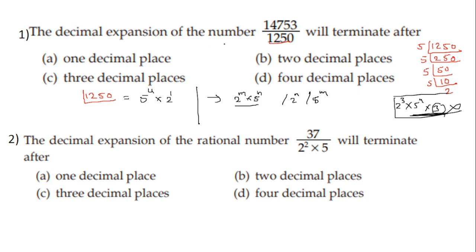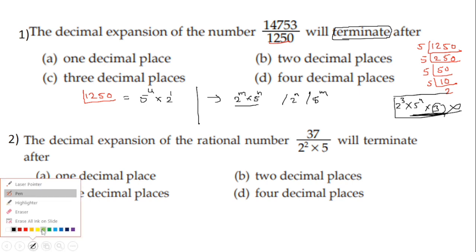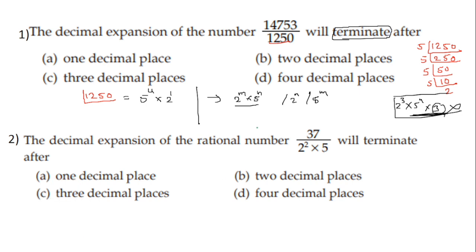So to express a rational number as a terminating decimal, the denominator should be expressed as powers of 2s and 5s. So in the given rational number, the denominator 1250 has 5 power 4 and 2 power 1. So it has only 5s and 2s. Okay, fine. It can be expressed as a terminating decimal.